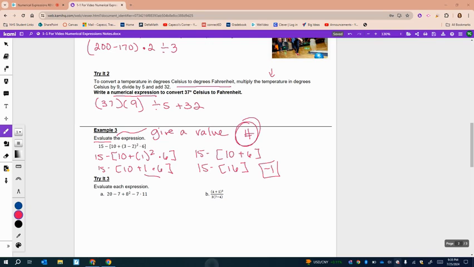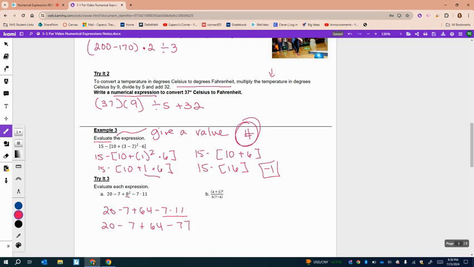In letter A, again, I don't have any grouping symbols, but I do have that power, that exponent. So I'm going to have to work with that first. So I get 20 minus 7 plus 64 minus 7 times 11. Okay, so now I see that I have subtraction, addition, and I need to make sure I do my multiplication first. So I'm just going to rewrite this. 20 minus 7 plus 64 minus 7 times 11 is 77.